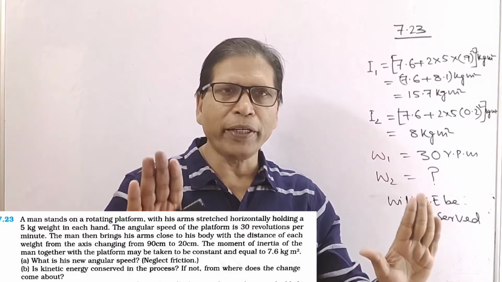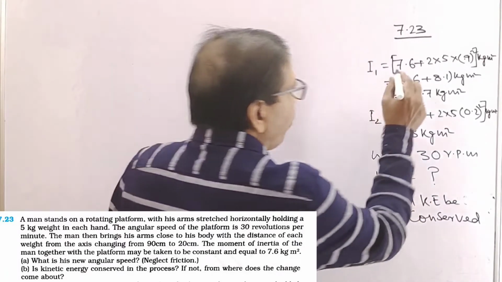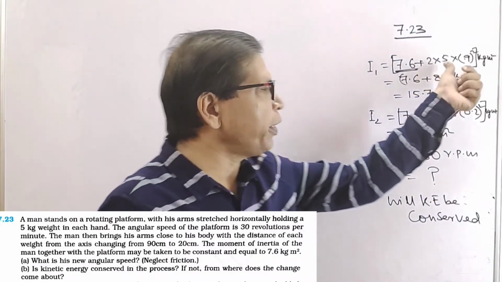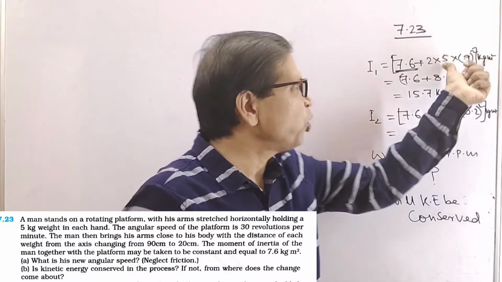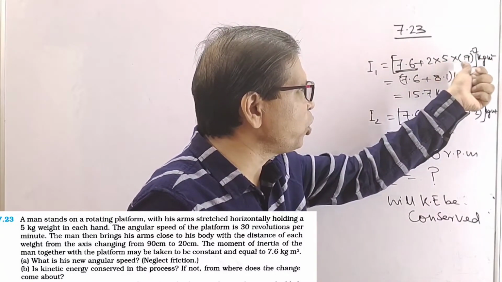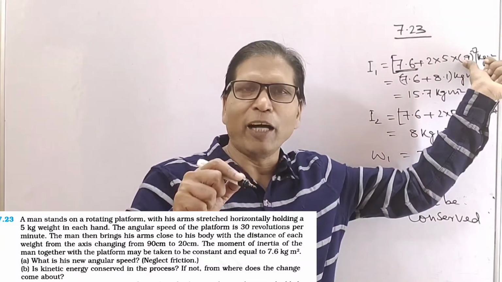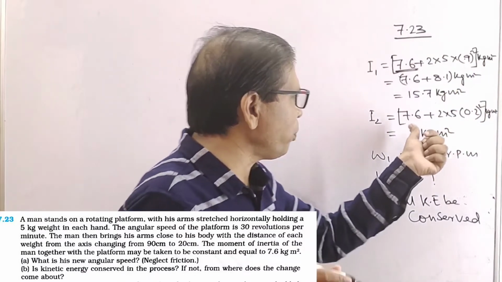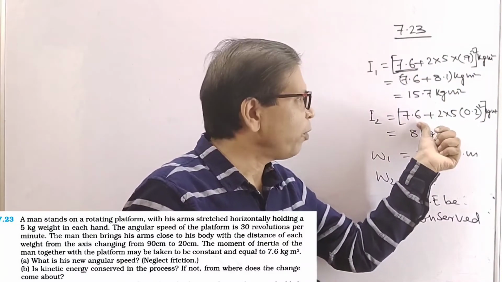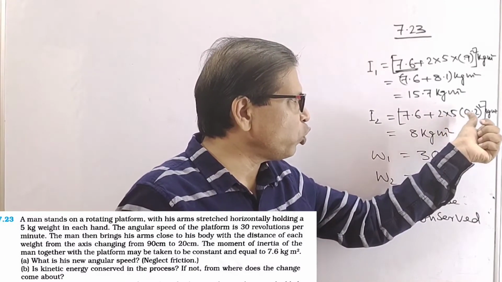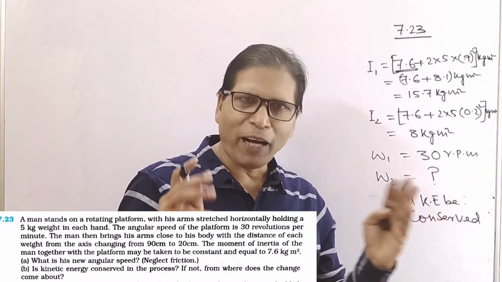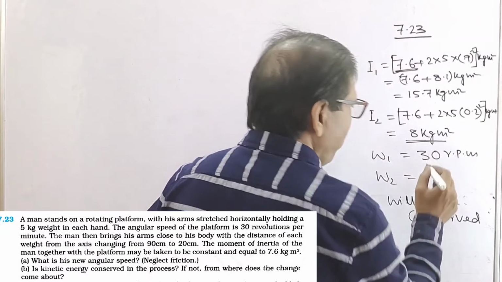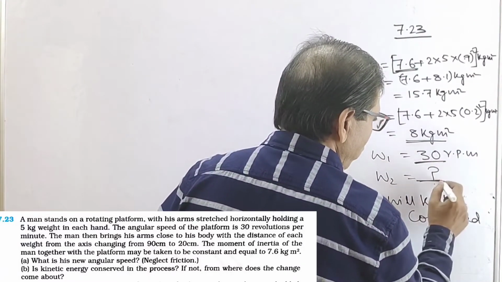Now the moment of inertia I1 is the moment of inertia of the person and turntable system plus the moment of inertia of the two 5 kg masses. So this is 2 into 5 into 0.9 square, because initially the 5 kg masses are at a distance of 90 centimeter. Now the final moment of inertia is 7.6 plus 2 into 5 into 0.2 whole square, because the final distance is 20 centimeter, and this becomes 8. Okay, omega 1 is 30 rpm, we have to calculate omega 2.